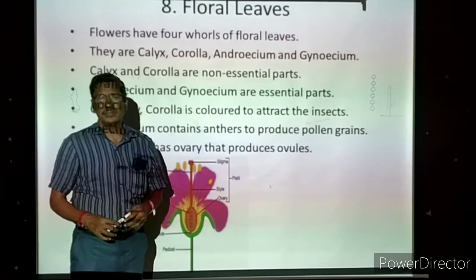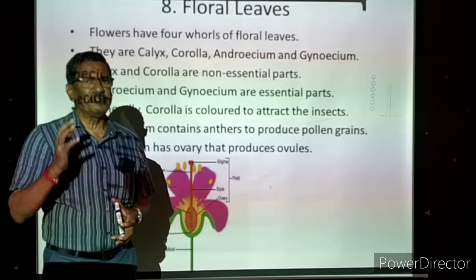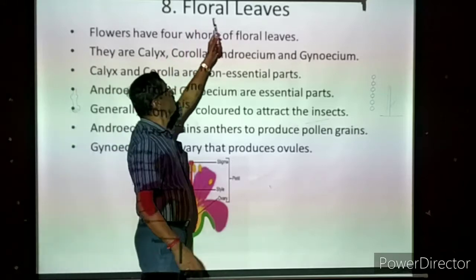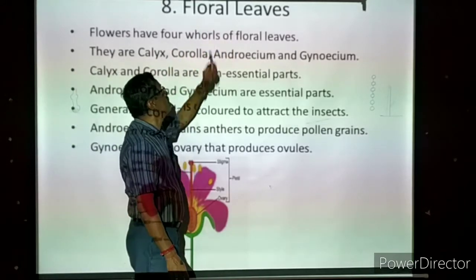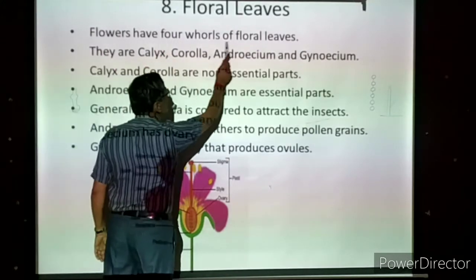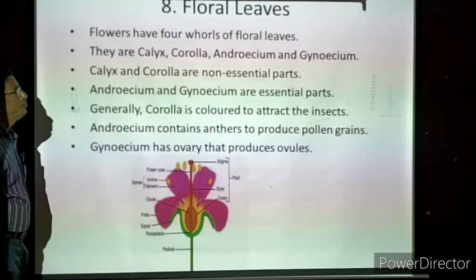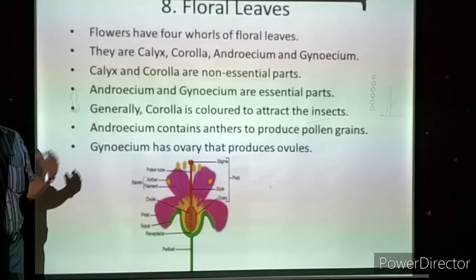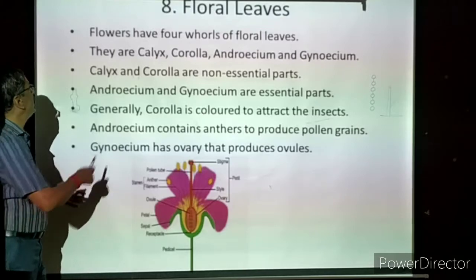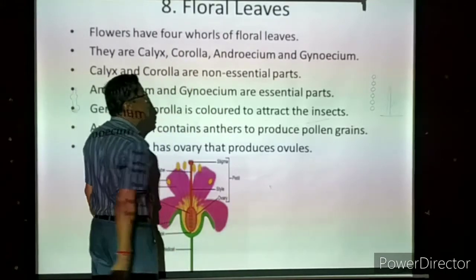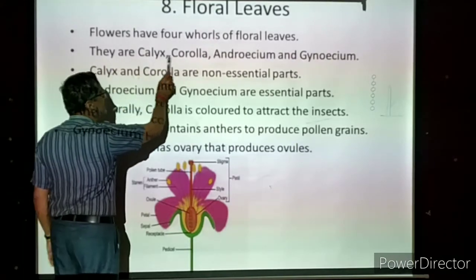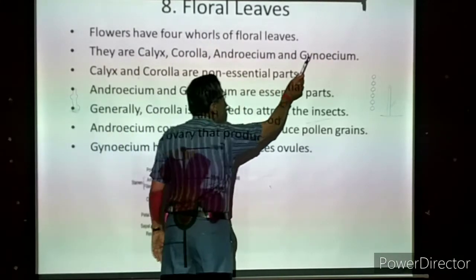Floral means flower. They are becoming the parts of a flower. Such leaves which are present in the flowers are called floral leaves. Flowers have 4 whorls of floral leaves. 4 whorls, 4 rows: outer row, next inner row, a third inner row, and the central row. What are the 4 whorls? We have to see: calyx, corolla, androecium and gynoecium.